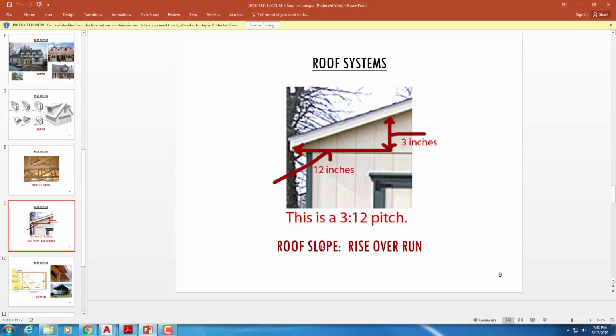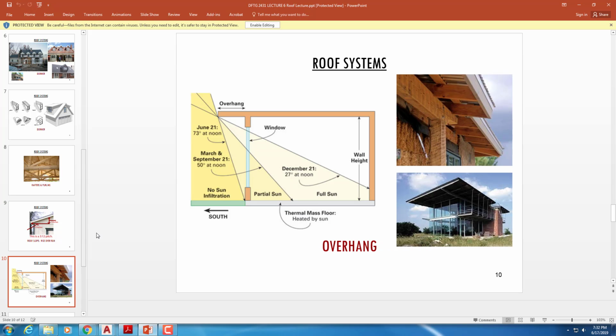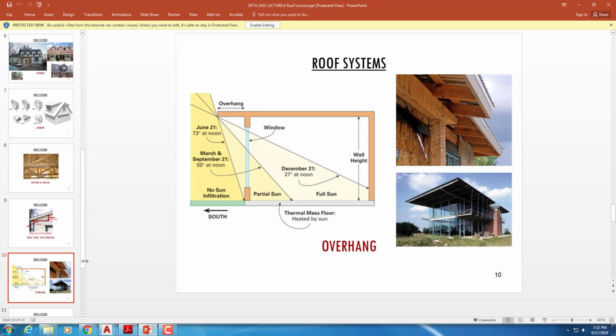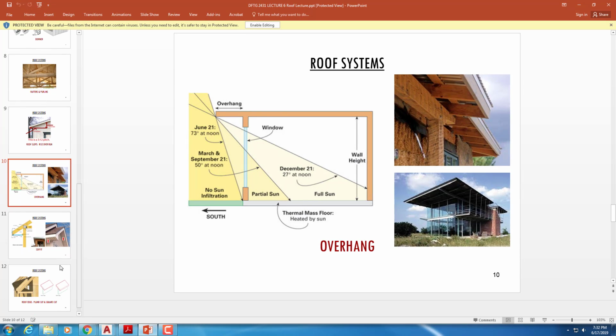Roof systems use what's known as a roof slope or a roof pitch. The 12 is always the horizontal. The units have to be the same. This would be a 3 in 12 roof. So for every 12 inches horizontally, the roof rises 3 inches. And overhang is basically how far out it is from the wall to the edge of the roof out here. It's just basic terminology.